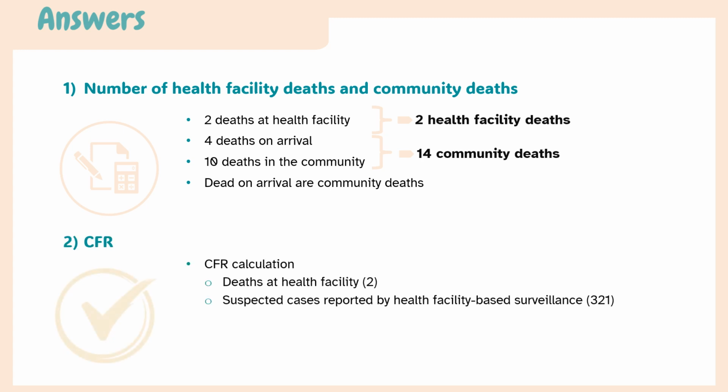The CFR is calculated as the number of health facility deaths, 2, over the number of suspected cholera cases reported by health facility-based surveillance, 321. The CFR in the surveillance unit is 0.6% instead of 5% as stated in the situation report. This illustrates that errors in the calculation of the CFR can be highly misleading.